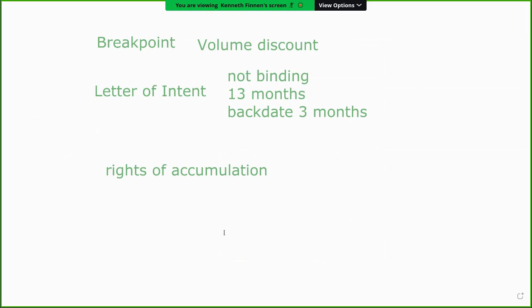And again, it works the other way too, in your favor, that if you start above a breakpoint and then drop below, they go with your contribution amount, not the total value. So once you're over the breakpoint, the only way you can get under is if you actually sell shares.